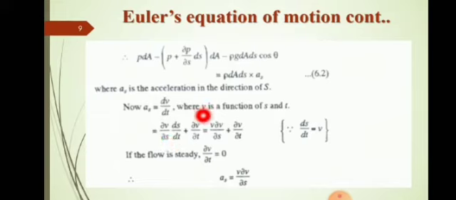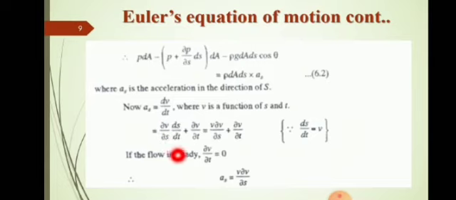So this you have learned in the mathematics classes. When v is a function of s and t, dv by dt can be written as dou v by dou s into ds by dt plus dou v by dou t. We know that ds by dt is nothing but the velocity. So v into dou v by dou s plus dou v by dou t.